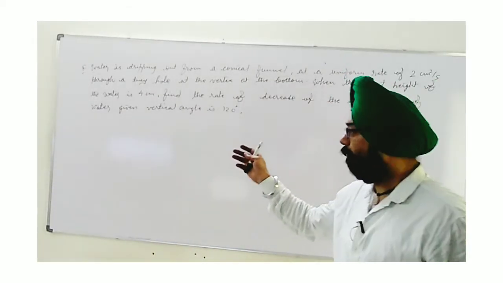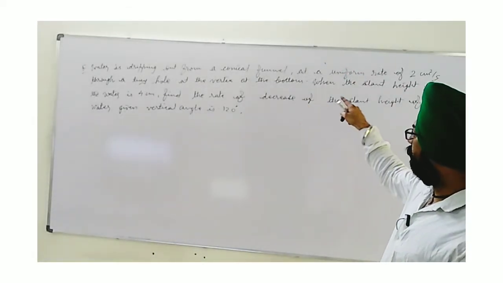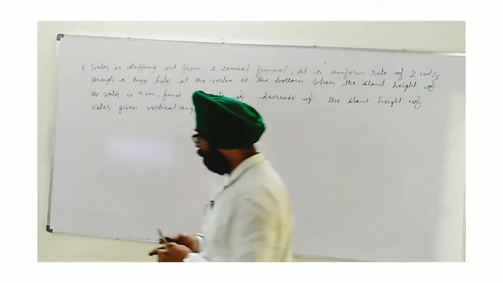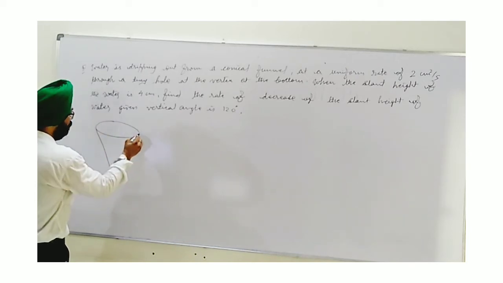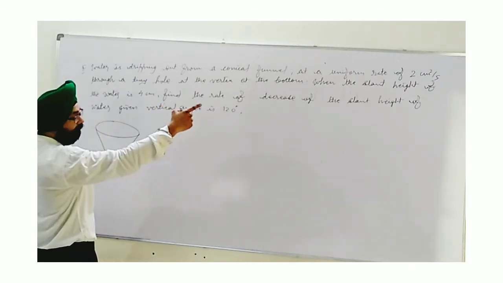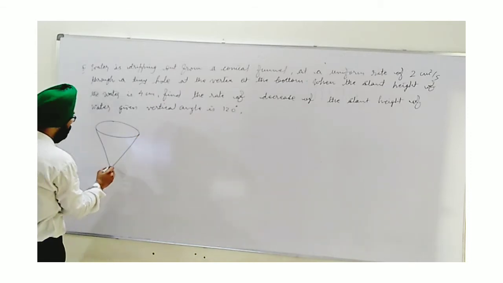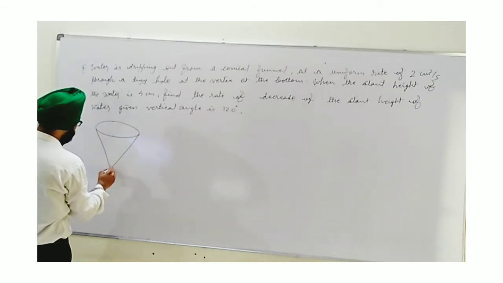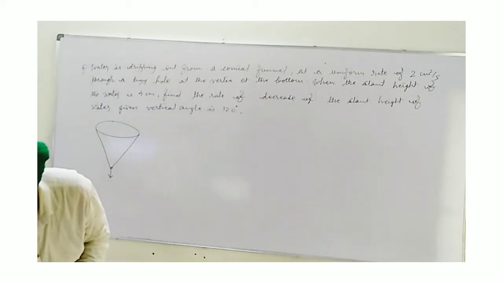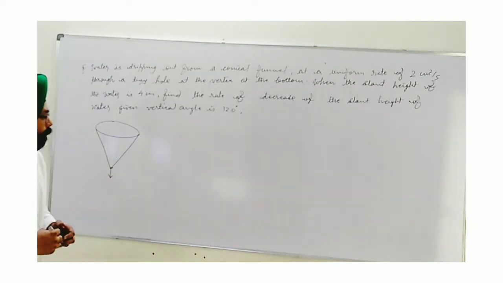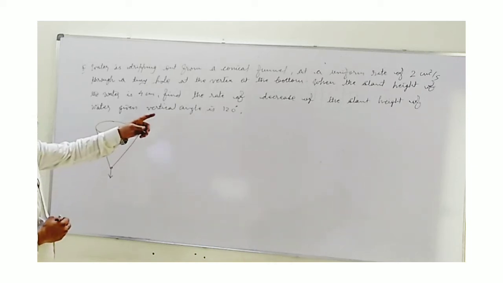In the next question, we are given water is dripping out from a conical funnel at a uniform rate of 2 cubic centimeter per second. 2 cubic centimeter per second shows the change in volume with respect to time. Cubic centimeter is the unit of volume, per second means with respect to time. Through this hole at the bottom, water is flowing out. So, when the slant height of the water is 4 centimeter, find the rate of decrease of the slant height.